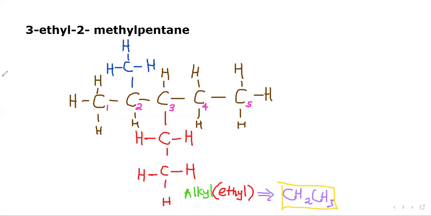And then here, don't forget that this blue part, we call it an alkyl group as well. And then this alkyl group, it falls under what? We call it a methyl, right? So this is the structural formula: 3-ethyl, 2-methyl, pentane. If it's pentane, it must have 5 carbon atoms, right?